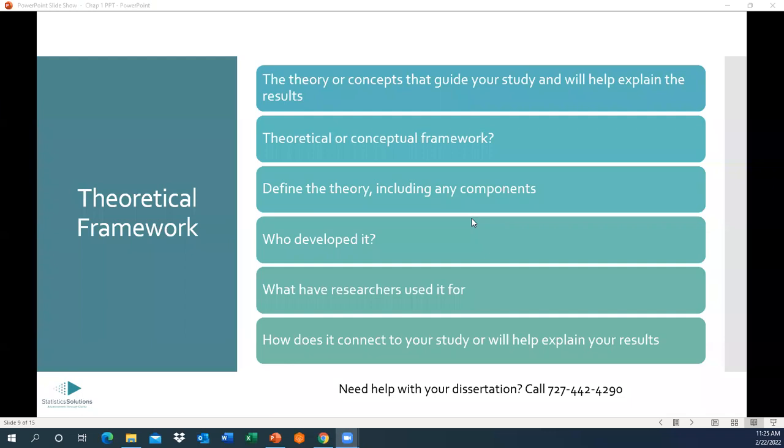And then, the important part is, how does this connect to your study? How is it going to help guide your study? How does it relate to what you're doing? I think part of the challenge people have with the framework is they overthink it, or they're not sure about it. If you're doing a quantitative study, the theoretical framework should be pretty straightforward.